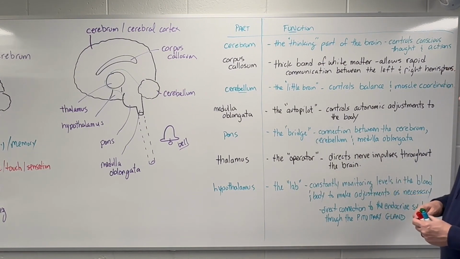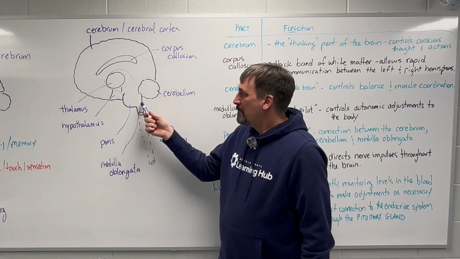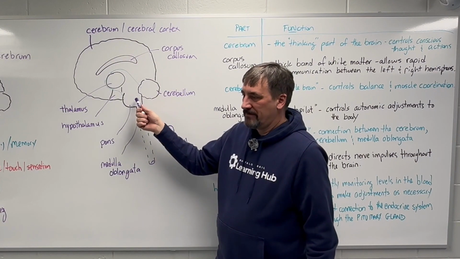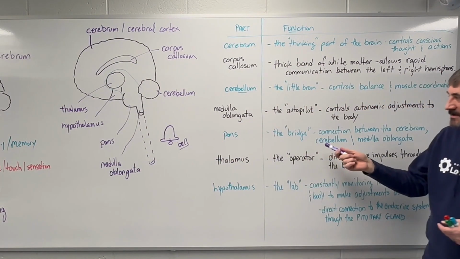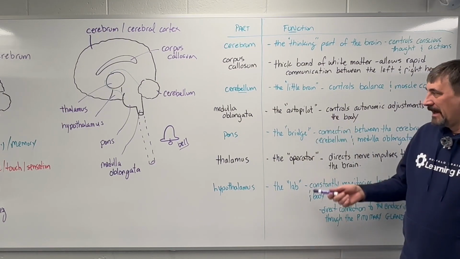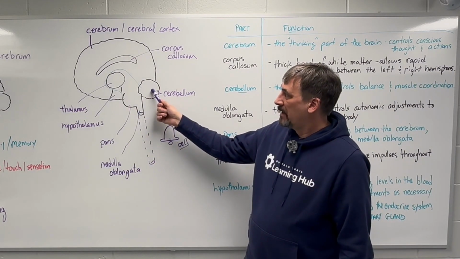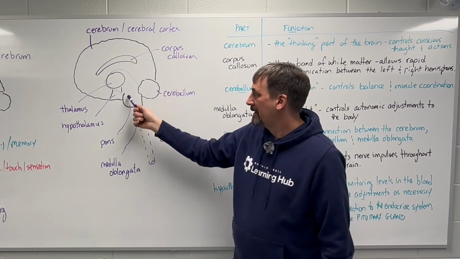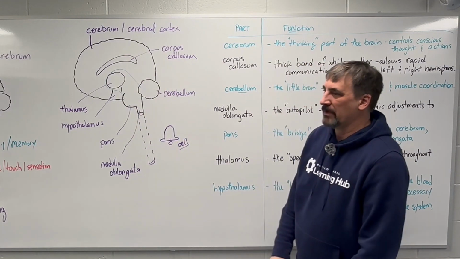Speeding up is usually through sympathetic nerves, and slowing down is usually through parasympathetic nerves from the medulla. The pons is a big bump you see as you go up from the medulla, and it literally means the bridge in Greek or Latin. It's a connection between the medulla, the cerebellum, and the cerebrum, and it allows communication between the three main parts.